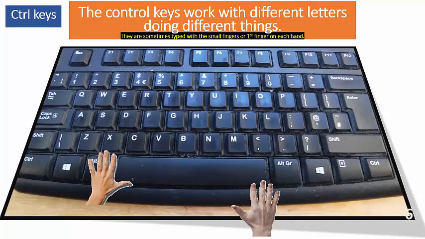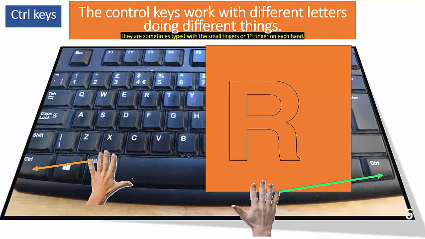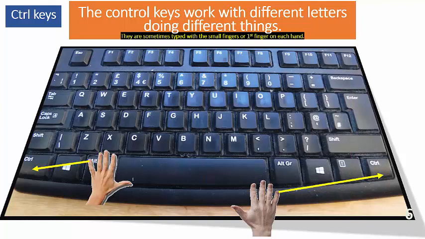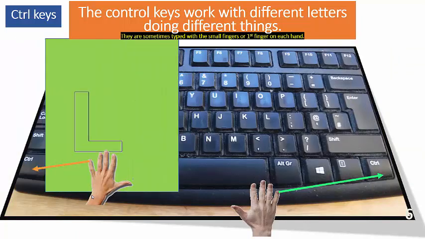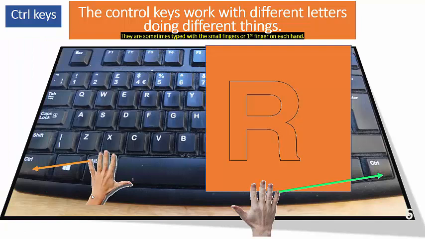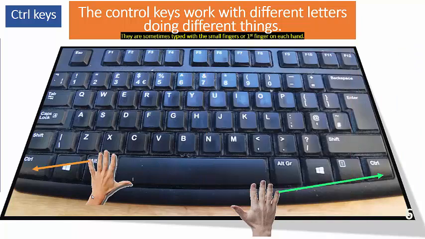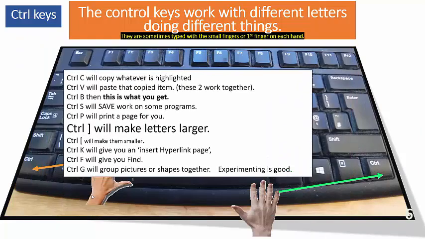The control keys work with different letters doing different things. They're sometimes typed with the small fingers or the first finger on each hand. Here are the control keys. If you want any keys in this half of the keyboard, you need to press this control button. If you want any keys in the left side of the keyboard, you need to hit this control button. So let's have a look at that again. You want orange, you press the orange control button. You want green, you press the green control button.